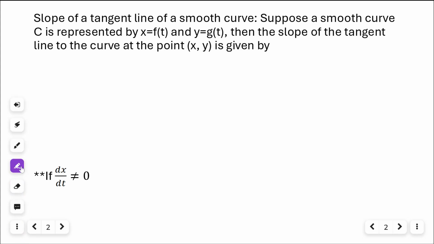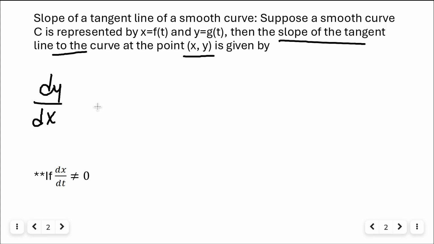So let's talk about the slope of a tangent line of a smooth curve. Suppose a smooth curve C is represented by x is equal to f of t and y is equal to g of t. Then the slope of the tangent line to the curve at the point xy is given by, so I want the slope of the tangent line to the curve at the point xy. Well, I know how to find the slope of a tangent line. The slope of a tangent line is dy dx. We agree? Dy over dx. But I don't have dy dx here.